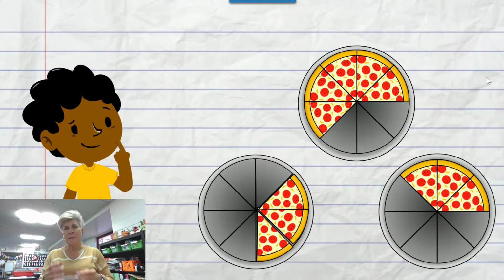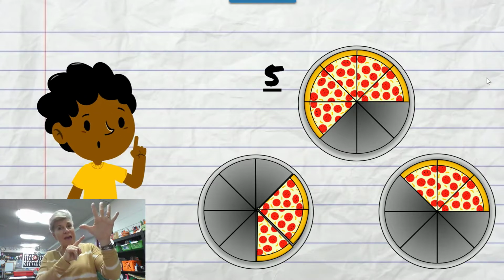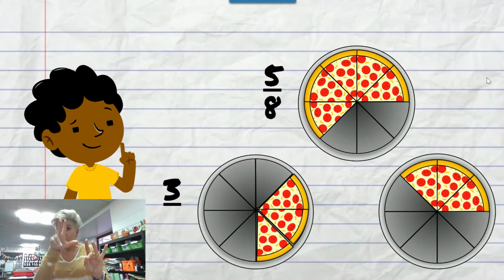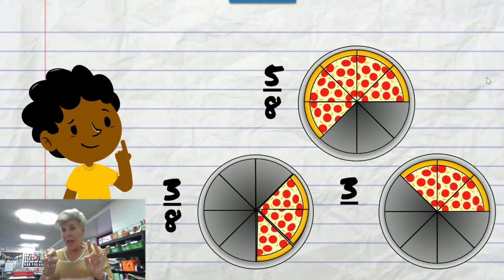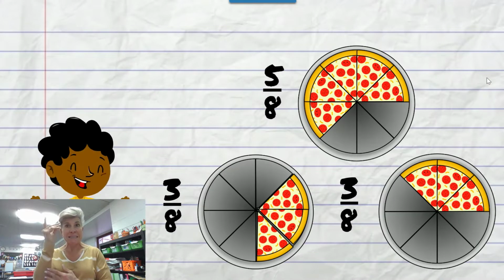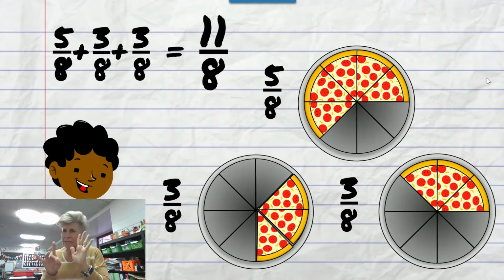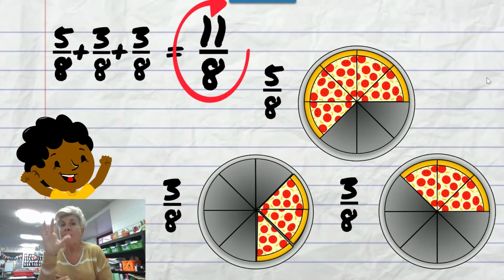Daniel wanted to figure out how much pizza was left over, so he drew a quick sketch in his math notebook. One pizza had 5 eighths left, another pizza had 3 eighths left, and the final pizza also had 3 eighths left. Daniel added up the fractions in his notebook. 5 eighths plus 3 eighths plus 3 eighths equals 11 eighths. 11 eighths is a fraction greater than 1.